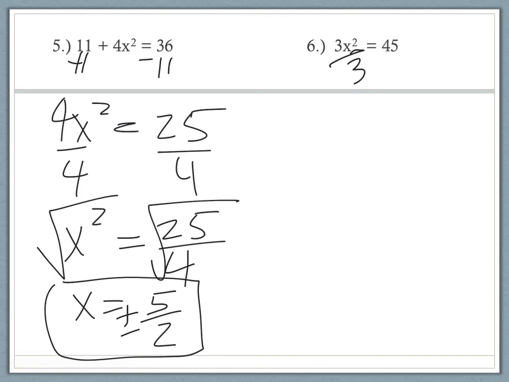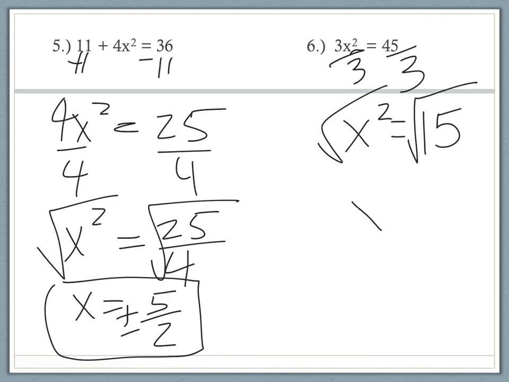For this one, let's just divide both sides by 3. So x squared equals, well, 45 divided by 3 is 15. Okay. So square root both sides. x equals plus or minus the square root of 15. Hey, that's just 3 and 5 if I break it up. So there's not anything that I can break it up into. So we're just going to leave it as the square root of 15.